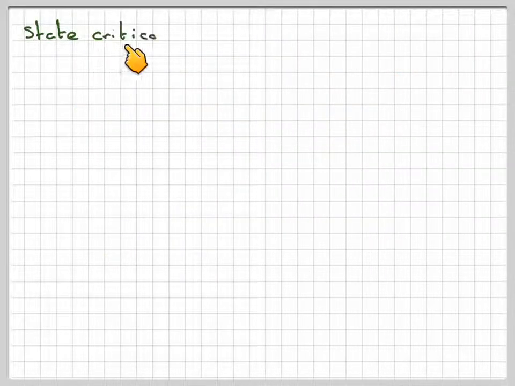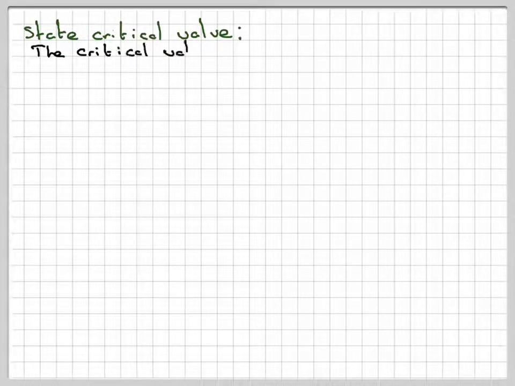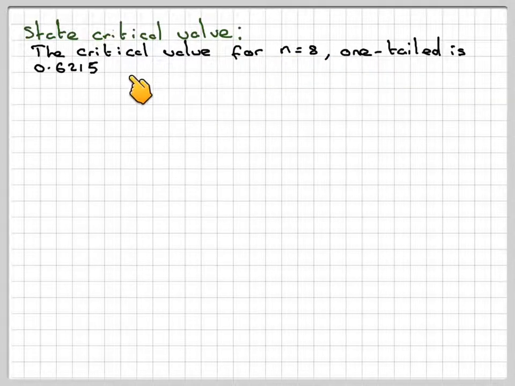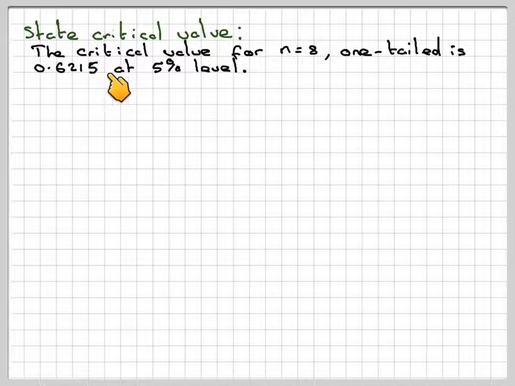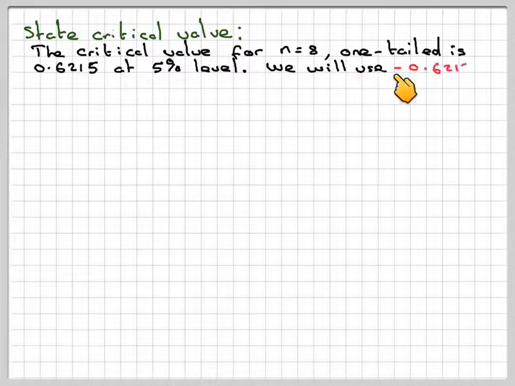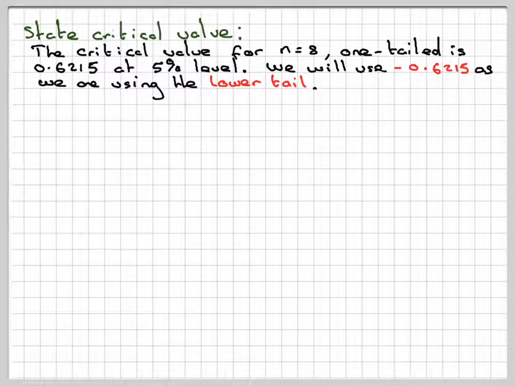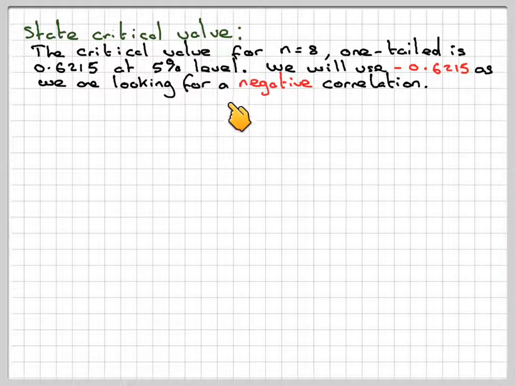Okay, state the critical values, or critical value in this case. The critical value for n equal to 8, one-tailed, is 0.6215 at the 5% level. This is given in the question. Because we're looking for a negative correlation, we will have to use minus 0.6215, as we're using the lower tail.